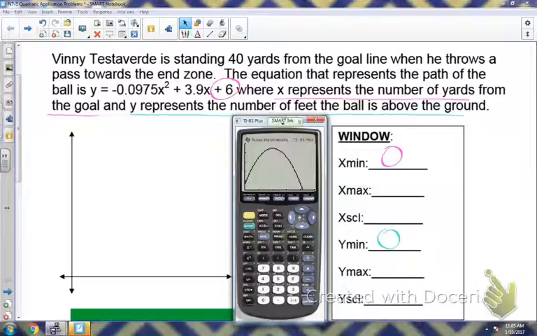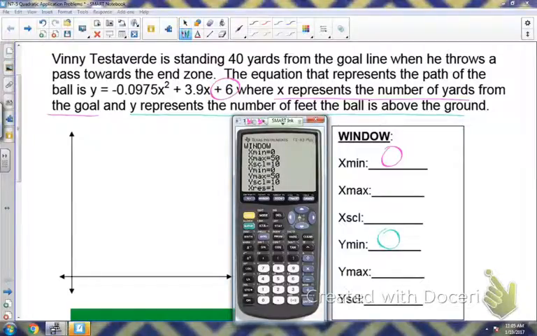Your window is not going to always be the same as your neighbor's. Okay, so just as long as you're able to see your parabola and it's a reasonable X and Y axis there, then you should be good. So let's go back to window and let's write down what we put. So our X min is 0, our X max is 50, and then the X scale is 10. The Y min was 0, Y max is 50, and then the scale is 10.